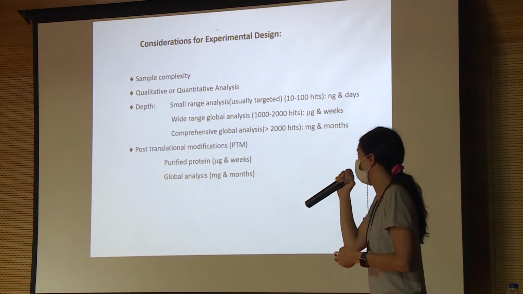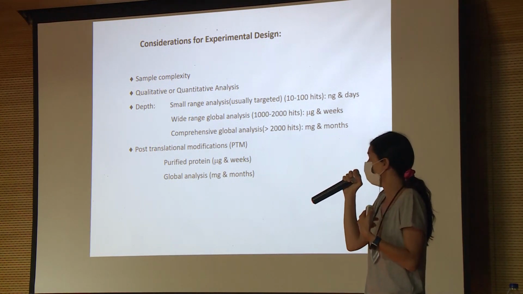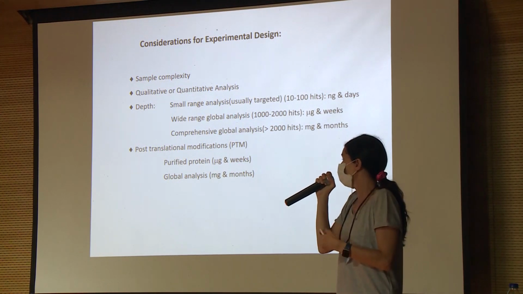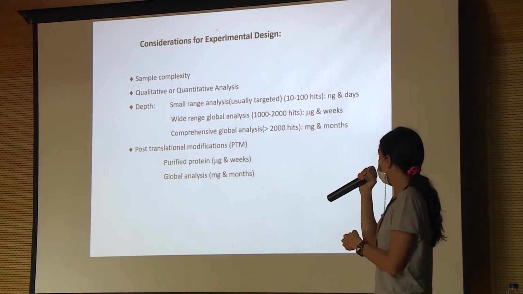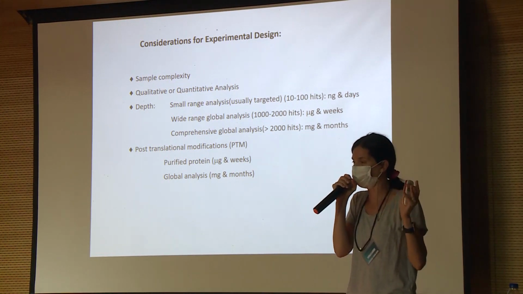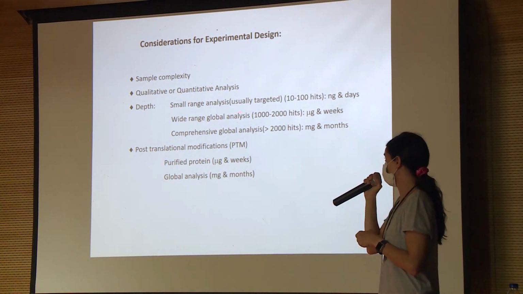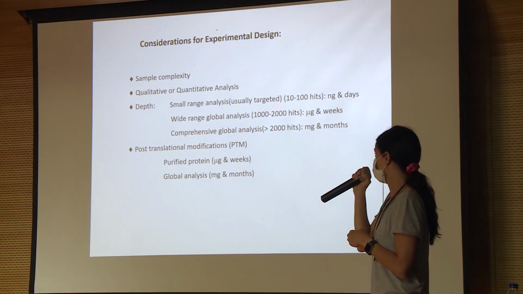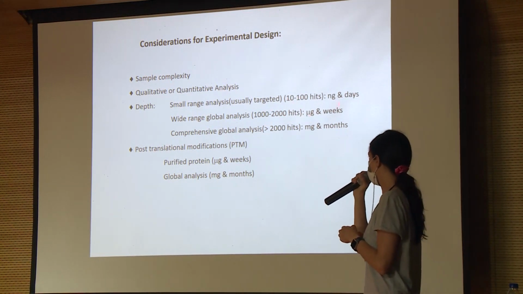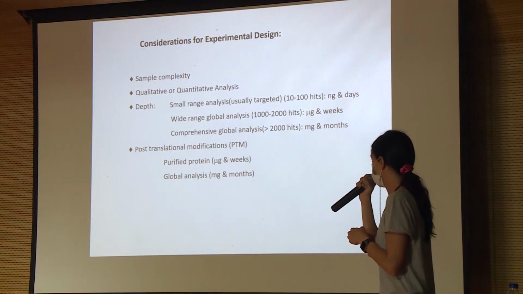If you're going for a small range analysis, which is usually targeted, when you're trying to identify a couple of proteins, let's say 10 or 100, we're talking of sample masses of nanograms and working times of days or weeks, I would say. If you're going for a wide range global analysis, when you want to identify between 1,000 and 2,000 hits, you need to be thinking of micrograms of sample preparation and a couple of weeks for preparation and analysis.